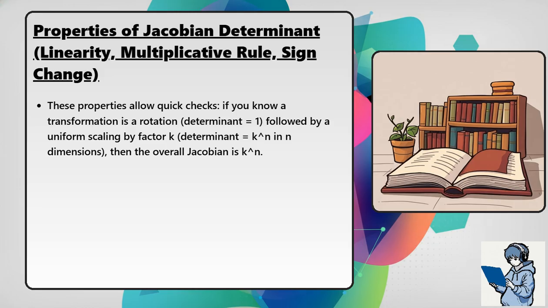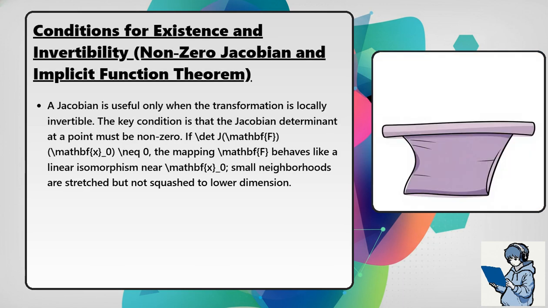These properties allow quick checks. If you know a transformation is a rotation with determinant 1 followed by a uniform scaling by factor k, determinant k to the n in n dimensions, then the overall Jacobian is k to the n. A Jacobian is useful only when the transformation is locally invertible. The key condition is that the Jacobian determinant at a point must be non-zero.